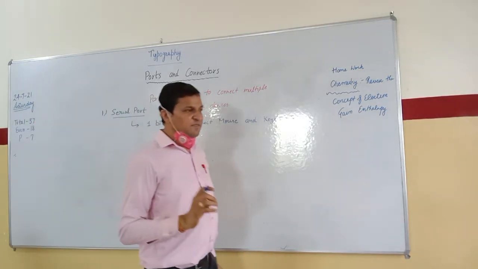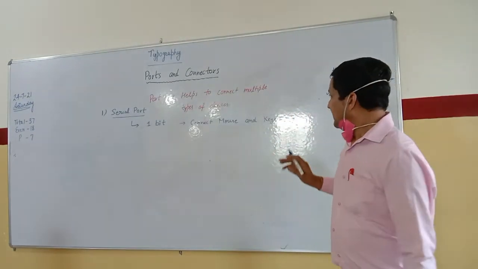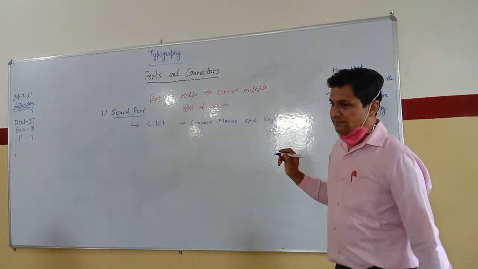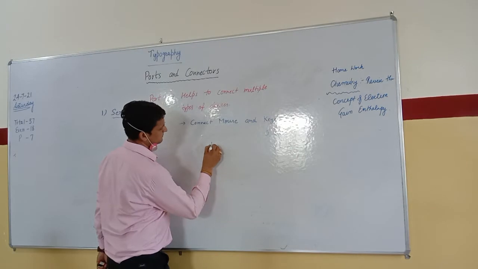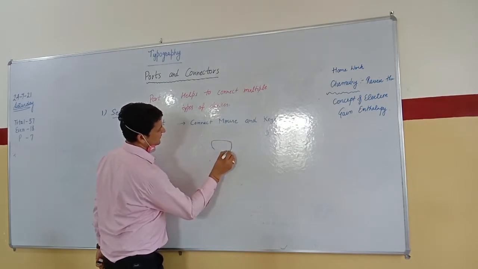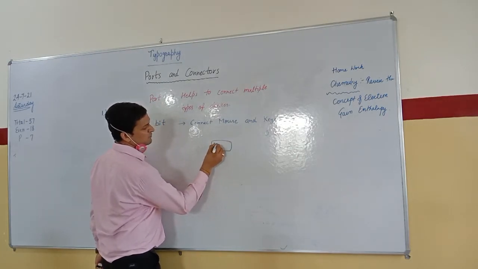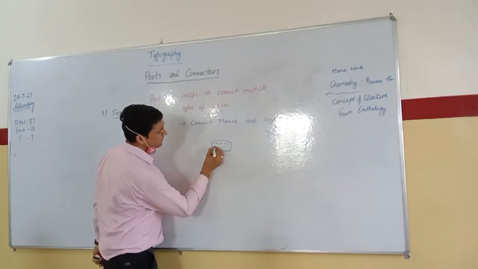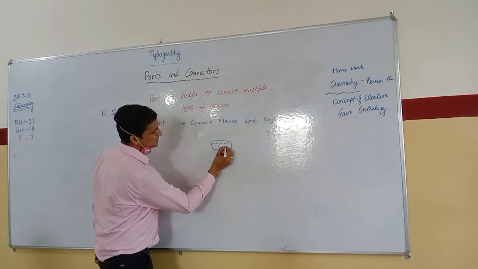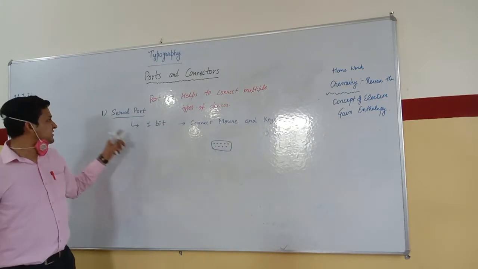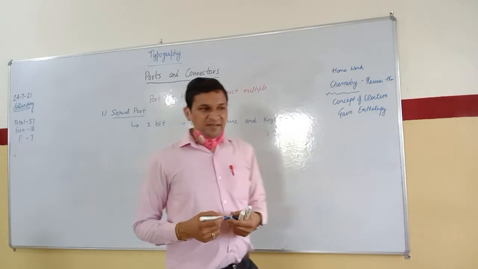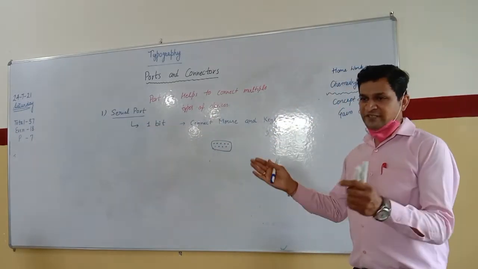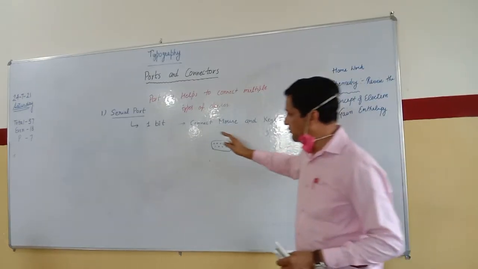In earlier times, when computers came in the market, a 9-pin connector was available. What is the structure of the 9-pin connector? There were 2 rows: 5 pins on the first row and 4 pins on the second row. This type of port is known as serial port. In the starting time, keyboard and mouse had this type of connector and were fixed in this port.